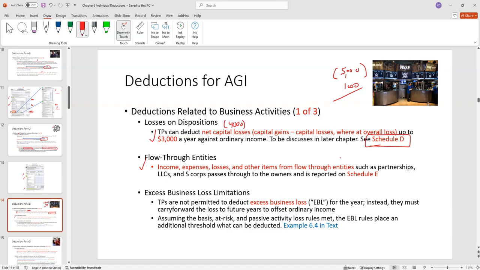Income, expenses, losses, and other items from flow-through entities, such as partnerships, LLCs, S-corps, are going to pass through and be reported on the Schedule E. So if you get a K-1, you're a partner in a partnership, that will flow through. You'll report that on Schedule E. You can read the excess business loss limitations. Not worried about this for an exam, but it basically says we're going to put a cap on the amount of losses from, for example, flow-through entities that you can use on your tax return.